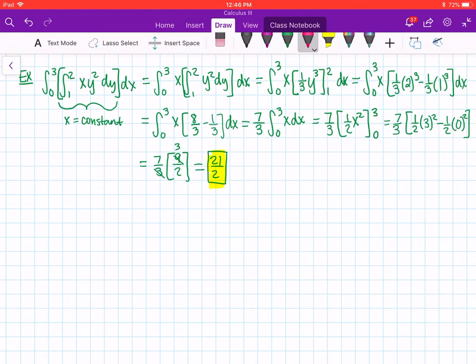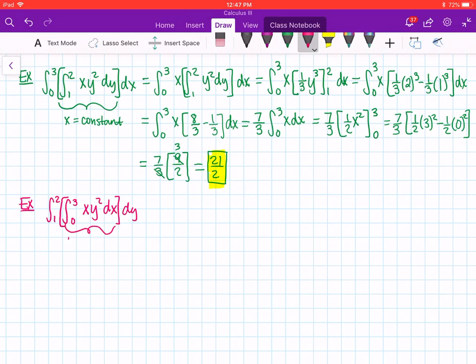Now, what if we change the order of integration? Will we get the same thing? Let's see. So I'm going to consider changing, and we're going to evaluate it and see what we get. Oops, instead of dy dx, it's dx dy. And so now we're going to integrate with respect to x first.